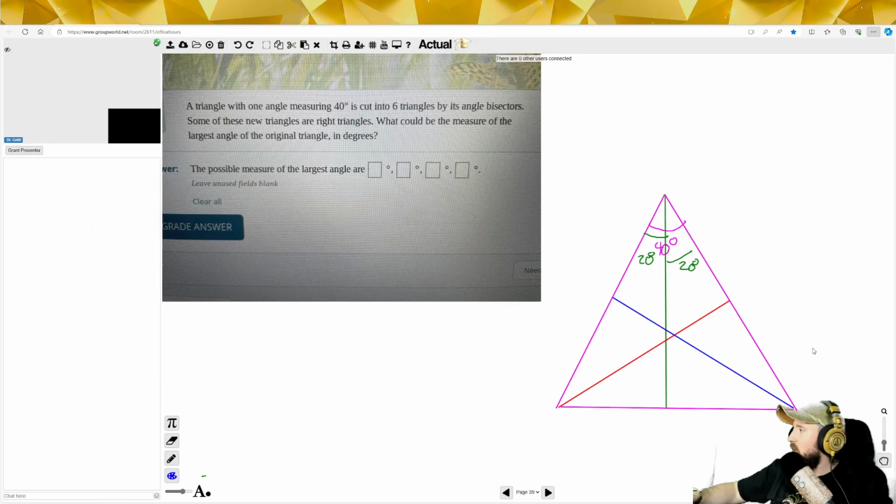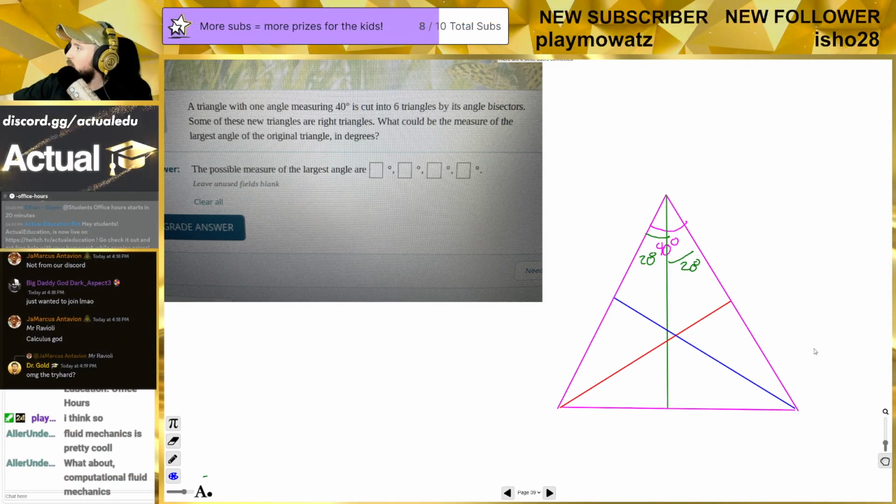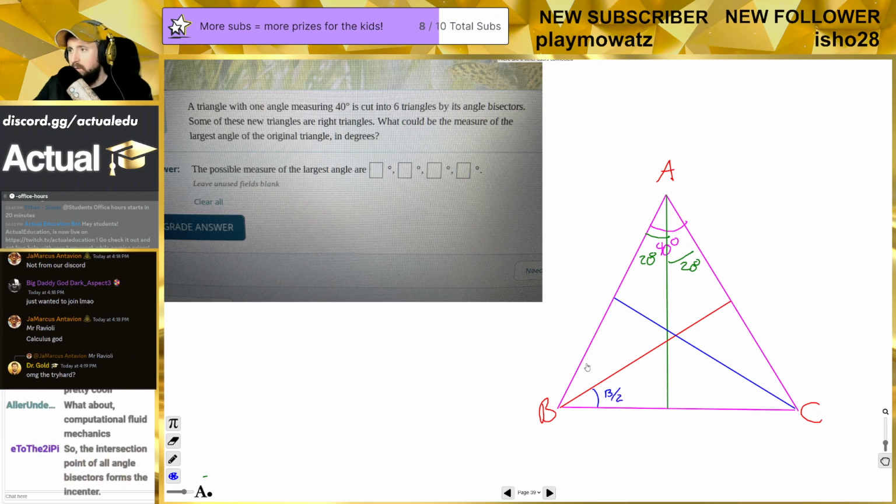All right, let's try to just label some stuff. Maybe we'll get to it. If anyone else in the chat has an idea, please let me know. I could use it probably. Okay, if this is 20. Let's call this A. I'm gonna call this B. I'm gonna call this C. I know that this is going to be B over 2. This is going to be B over 2.